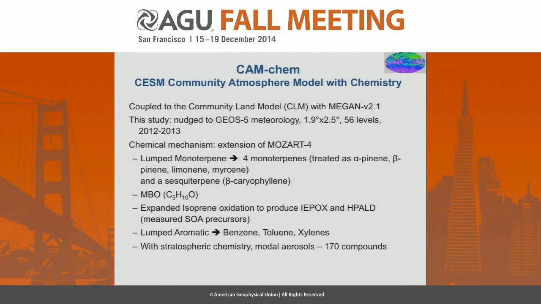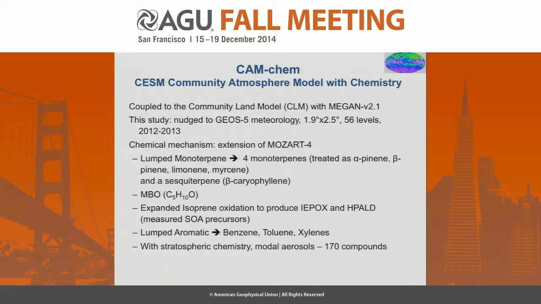The MEGAN algorithms have been incorporated into the Community Land Model, which is a component of the Community Earth System Model, and I'm running CAM-chem, another component of CESM that is coupled to CLM. It's driven by the GEOS-5 meteorology, and for this study so far I'm running it at 2 degrees.